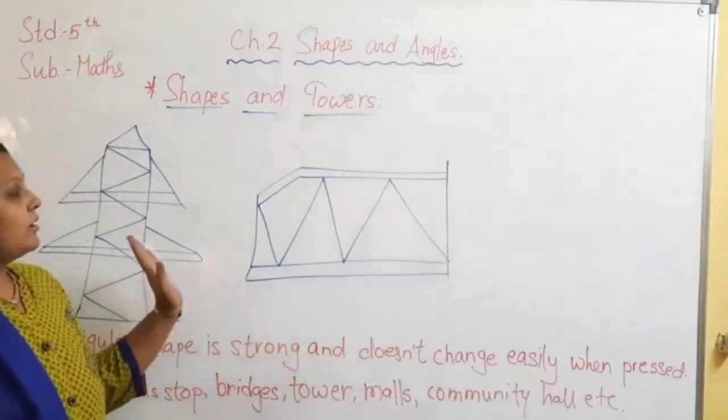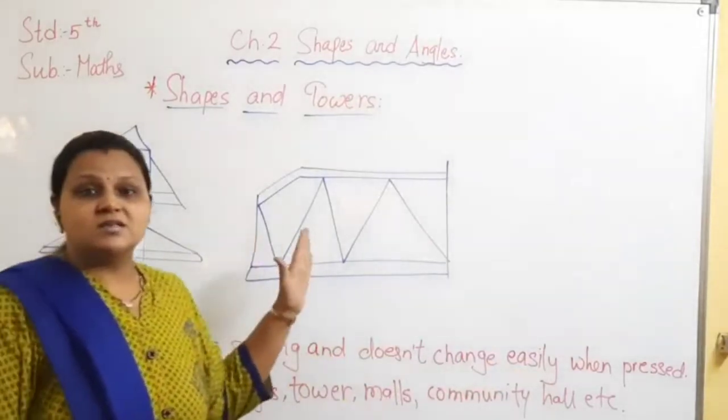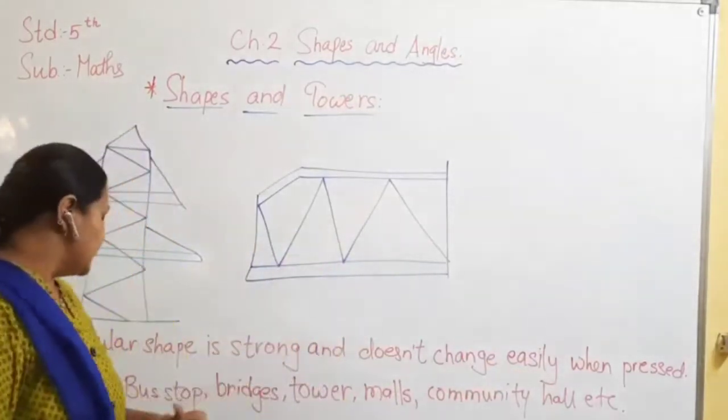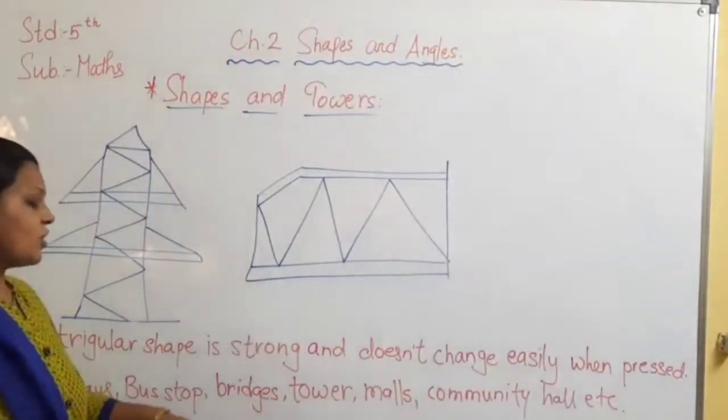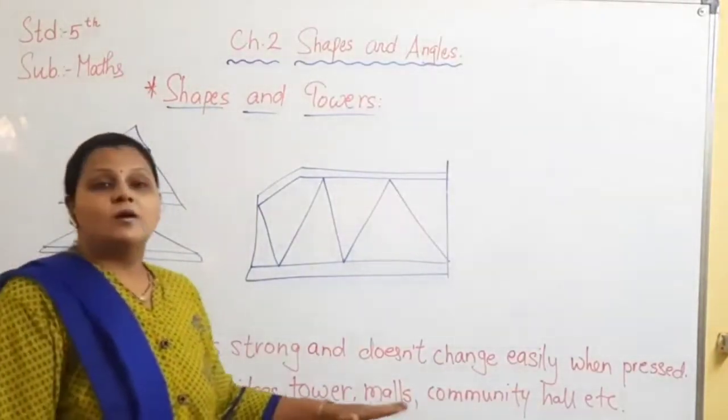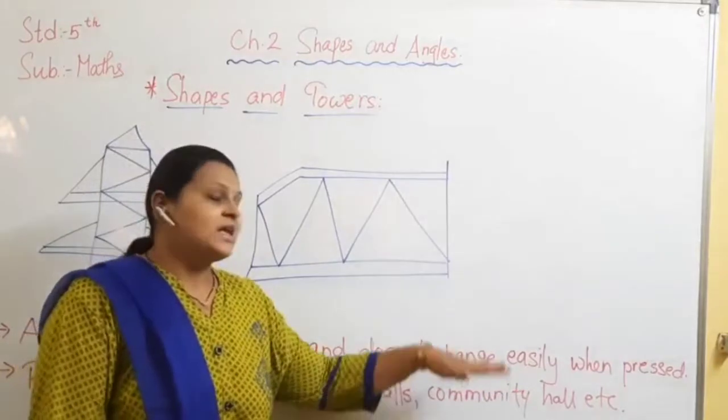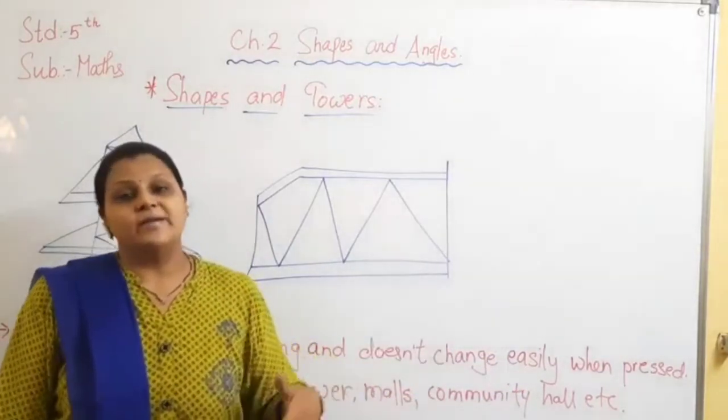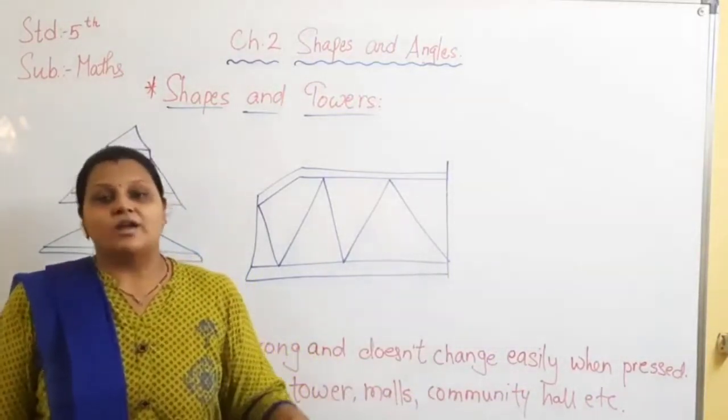Next, where can you find this type of shapes? We can say that railways, bus stops, bridges, towers, malls, community halls, etc. are the places where we find the triangular shapes.